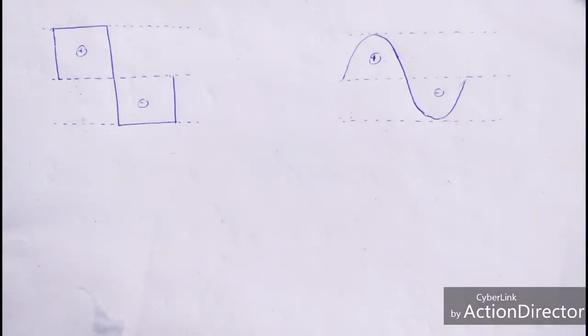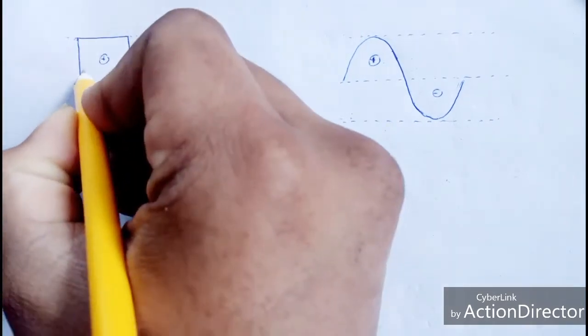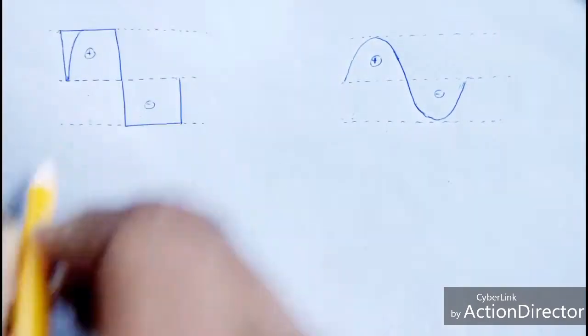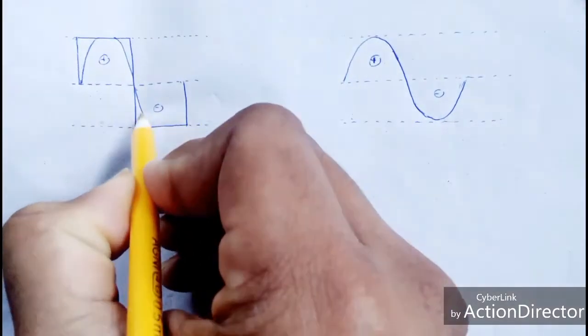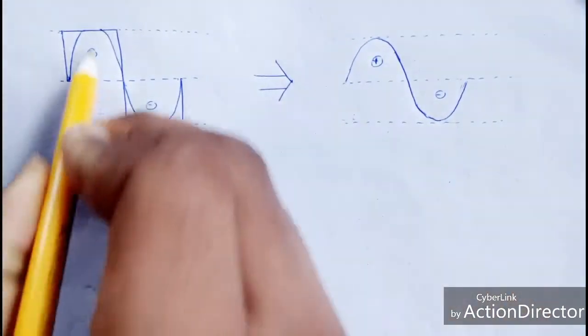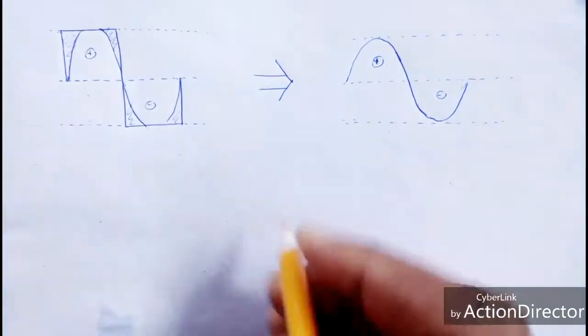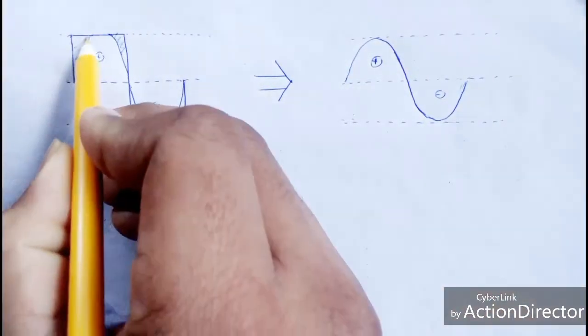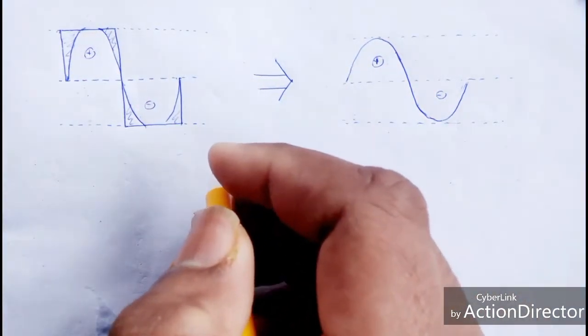Now in second step we have to convert the full square wave to full sine wave. So to do that we have to cut the edges of the square wave, and after cutting these sharp edges we will get a sine wave. So you can see that after cutting these edges we will get some sine wave, and to do that we have to use the circuit.